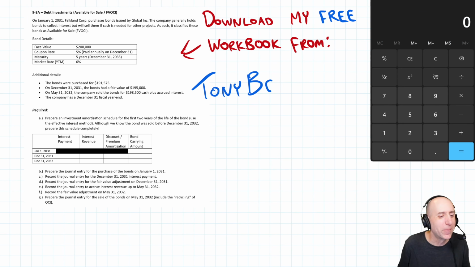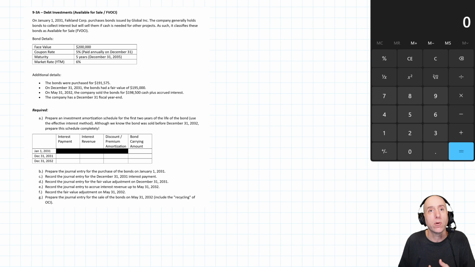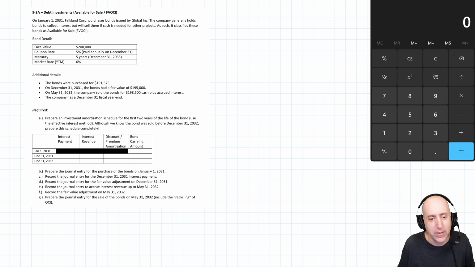Let's jump into problem 9.3a. We're looking at more bonds. In problem 9.1, we looked at bonds that we were holding to maturity and we accounted for their revenues using the effective interest method. In problem 9.2, we looked at bonds where we're holding them just for trading, and we looked at how to adjust those, and we adjusted them to fair value.